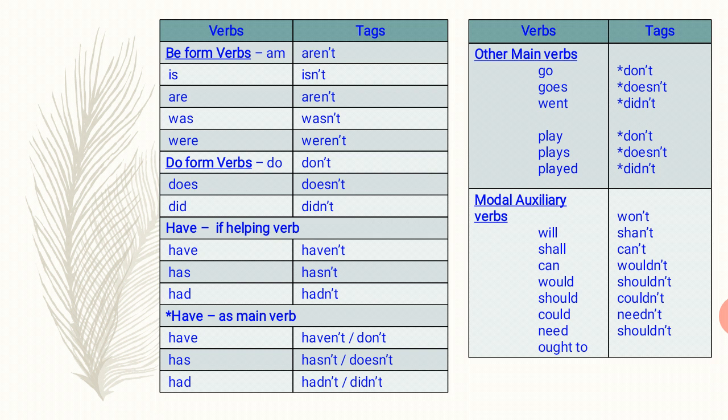And some more verbs and tags. It is for other main verbs as well as modal auxiliaries. I have given you this box. See that box. Other main verbs: go, don't; goes, doesn't; and went, didn't. Play: for the two verbs I have given you: play, don't; plays, doesn't; played, didn't. Modal auxiliary verbs are will, won't; shall, shan't; can, can't; would, wouldn't; should, shouldn't; could, couldn't; need, needn't; ought to, oughtn't.